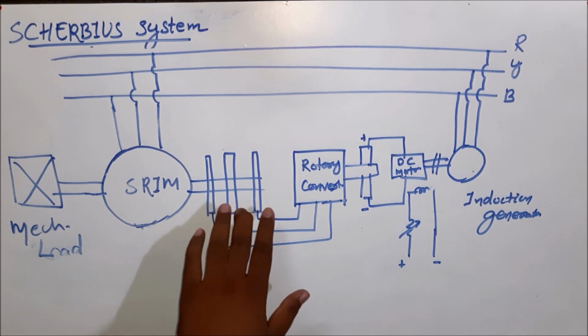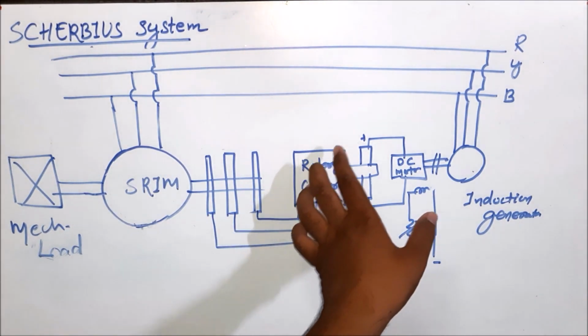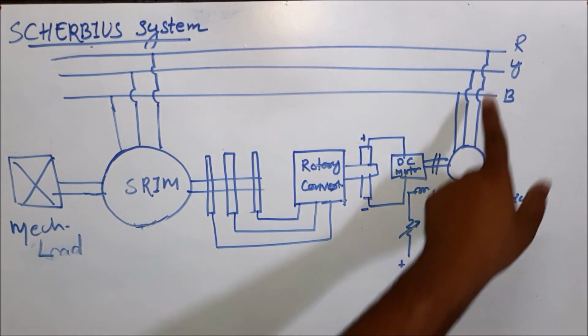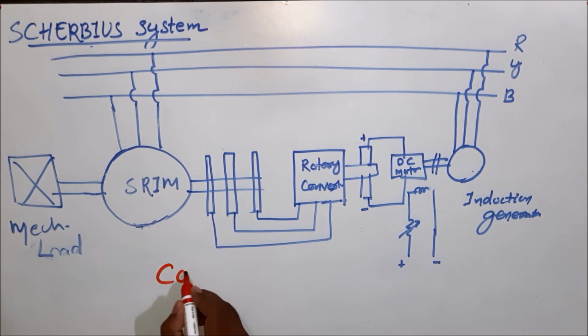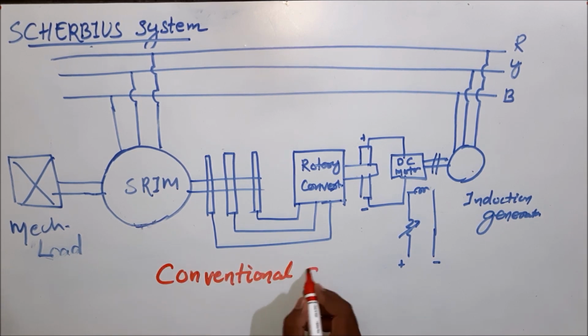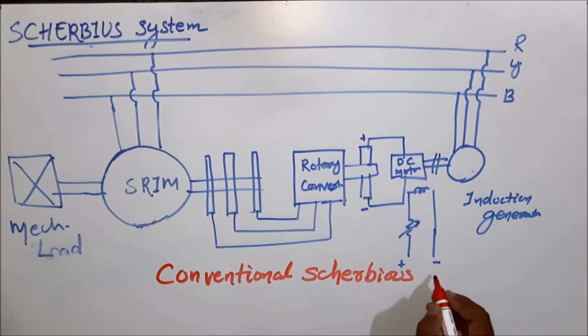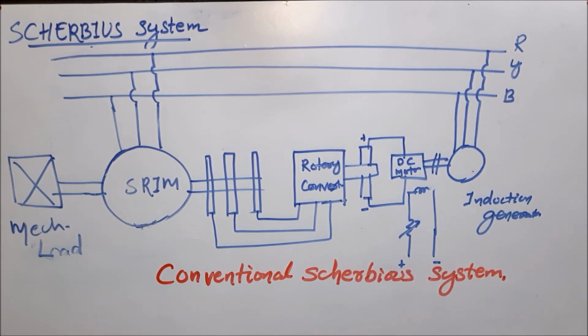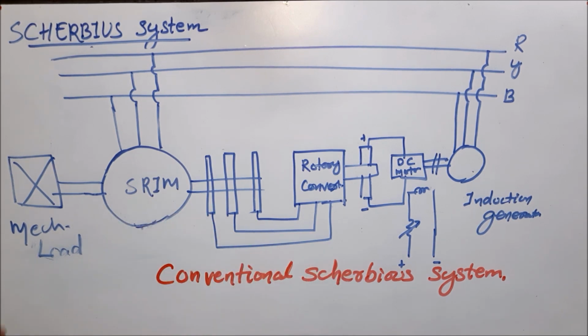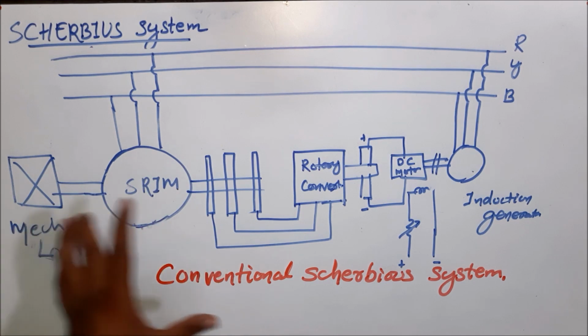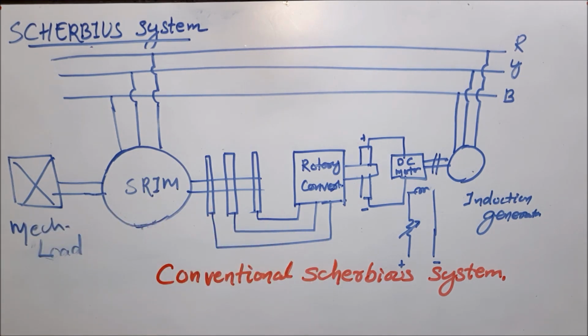Here you can see the slip power, we collected it and passed it through machinery, and then fed it back as electrical power. So this is the system which is called Scherbius system, and this is nothing but the conventional Scherbius system. This is called conventional because we are not using any solid state device. Here all the converting part, collecting part, everything depends upon the machine. That is why this is called conventional Scherbius system.